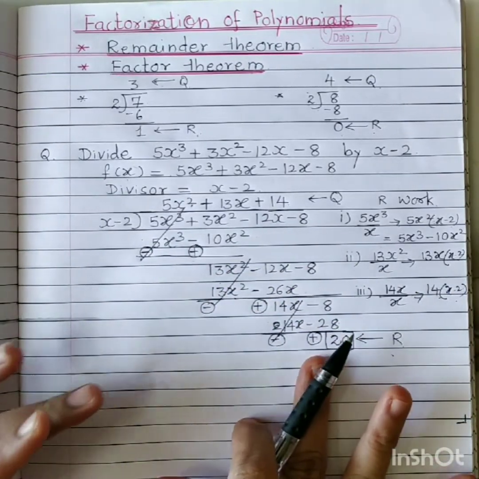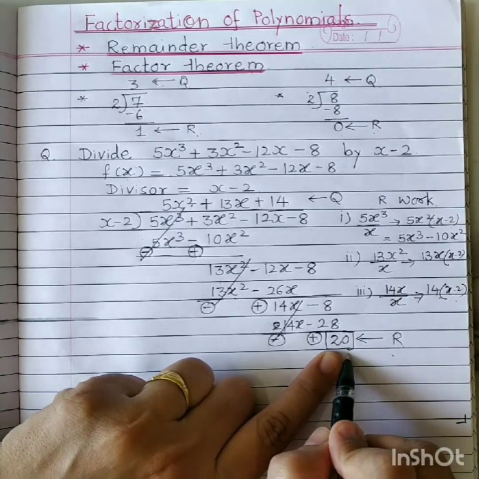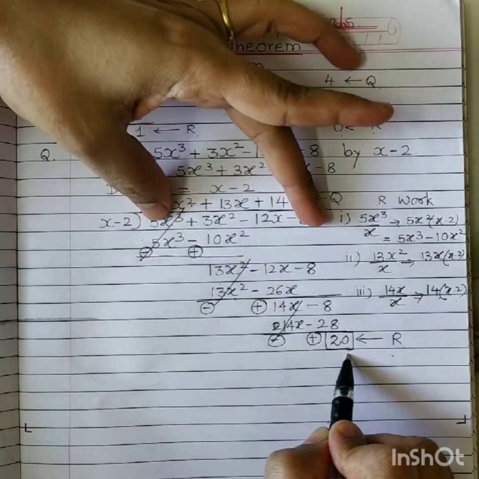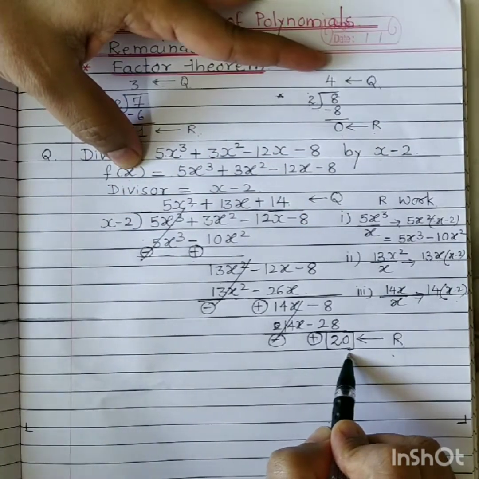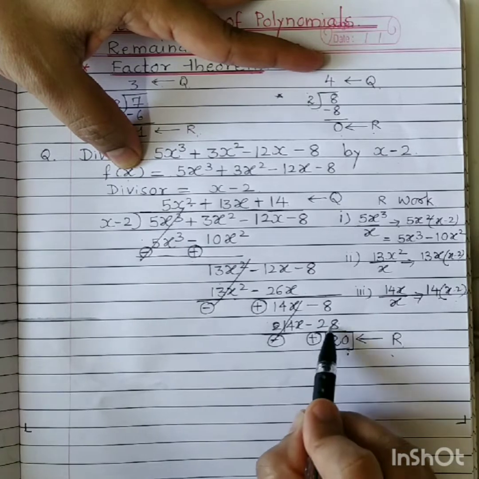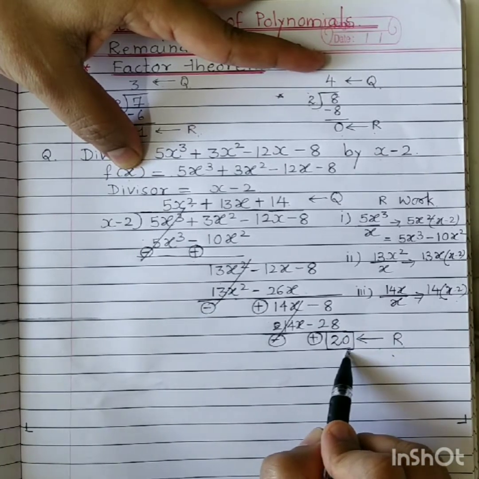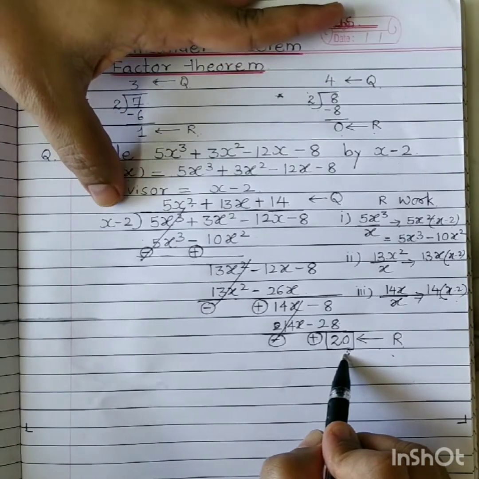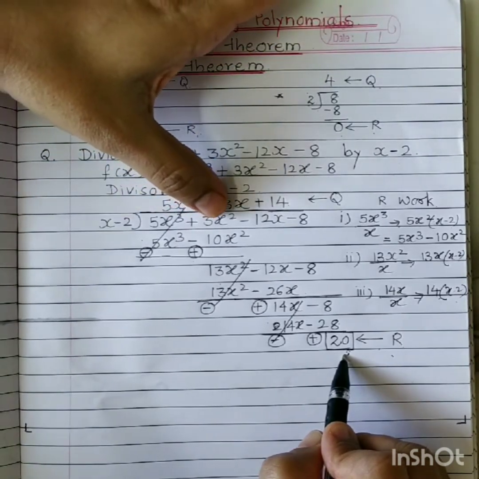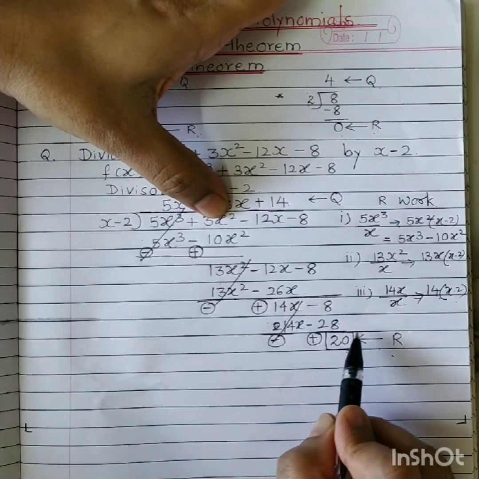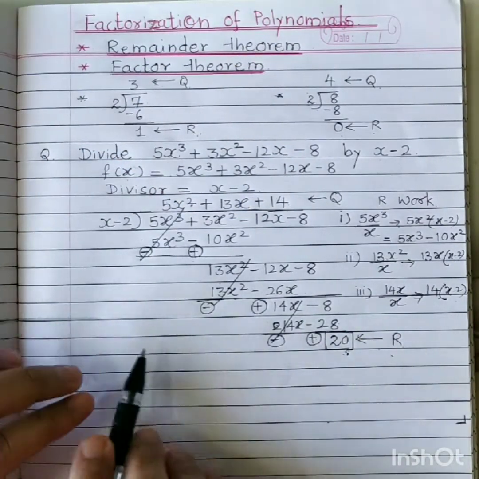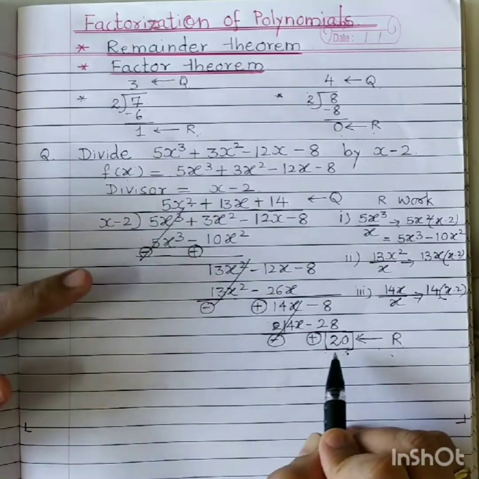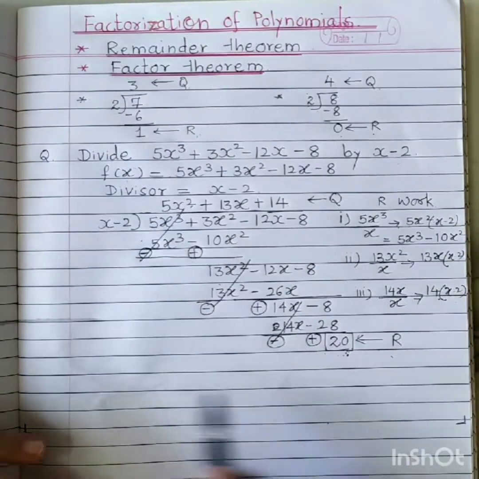Now, why I have taken this is, if I ask you a question, if x minus 2 is a factor of the given polynomial f of x, your answer will be no. Why? Because the remainder is 20. Okay, what would have been the condition? Had it come 0, you could have said this expression is a factor of f of x, right? So, remainder and factor, how are they related? If the remainder is not 0, x minus 2 is not a factor. If the remainder is 0, it would have been a factor.